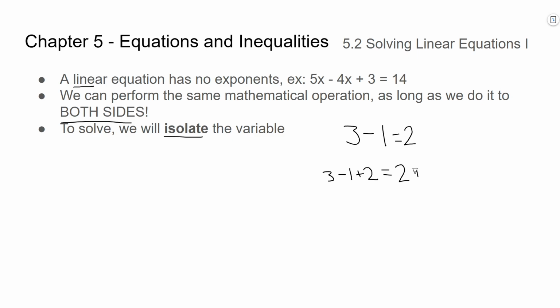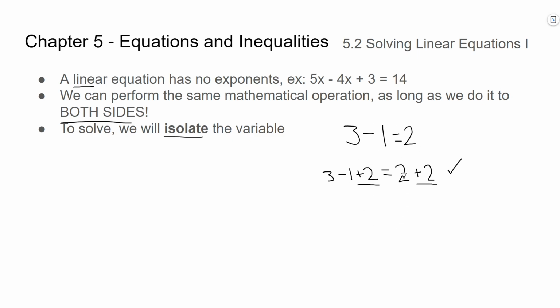But if we also add 2 to this side, right, because we added this plus 2 here, and we added this plus 2 here. So now 3 minus 1 is 2, plus 2 is 4. Okay, so that's 4 on this side, and 2 plus 2 is 4 on this side. So then that works. So as long as we do the same thing on both sides, then we can do that.